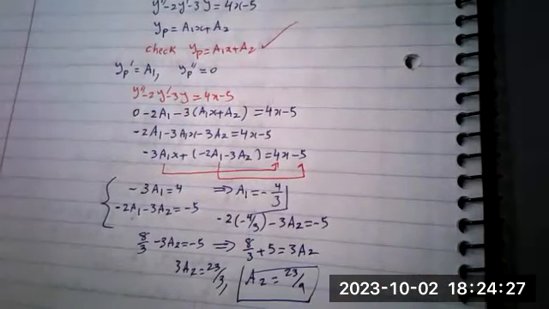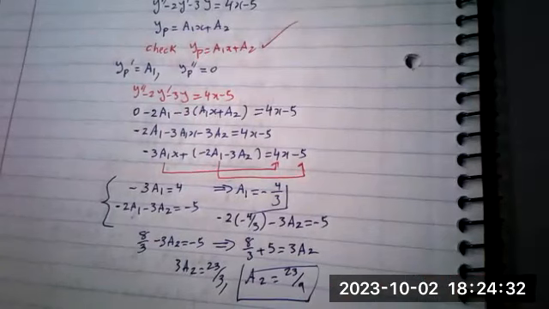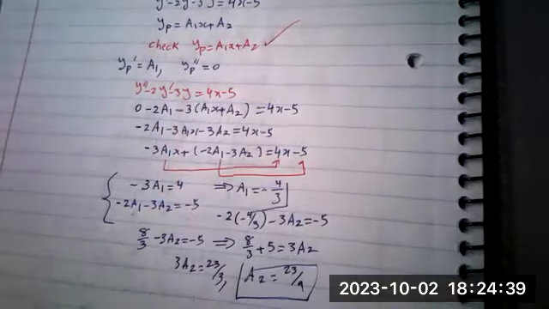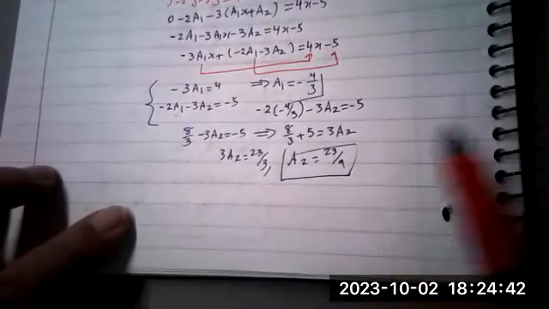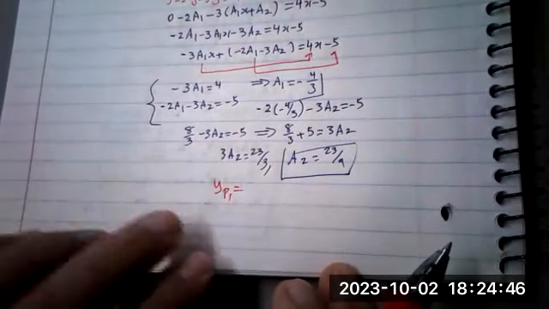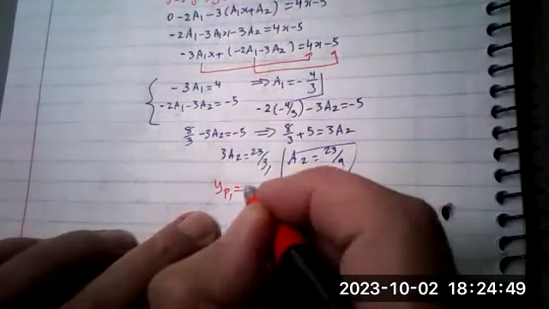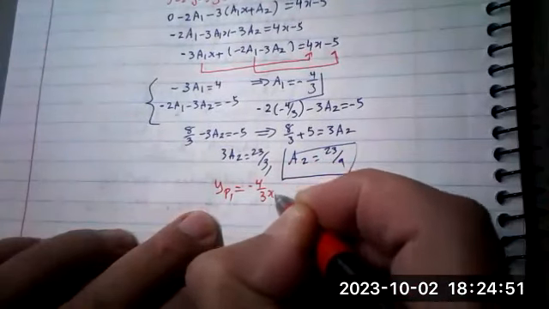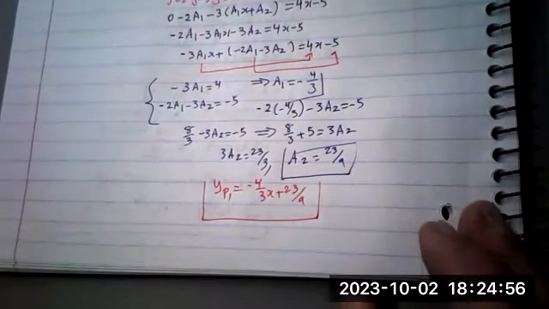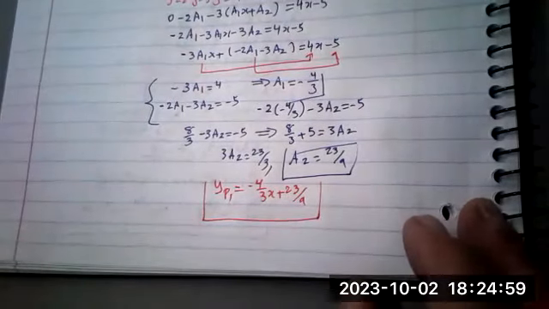Y prime would be A1. If you differentiate again, Y double prime would be 0. Okay, you got it? So coming back to this equation, we substitute for A1 and A2. What's going to be the result? This we call YP1, the first one. A1 is negative 4/3, so negative 4/3 x plus 23/9. This is the particular solution corresponding to the polynomial, but you're not done.